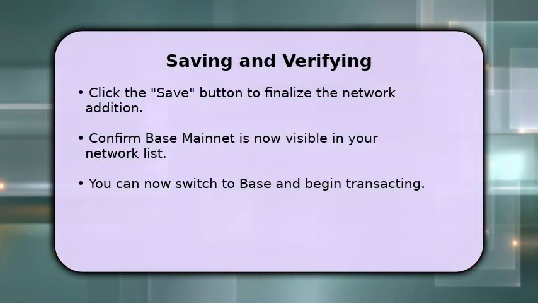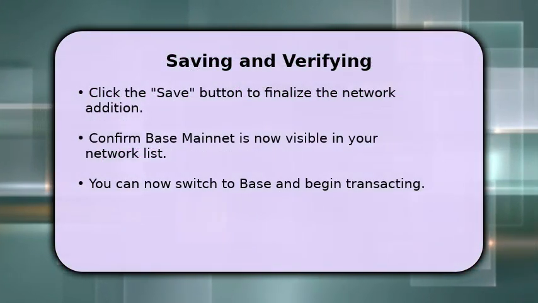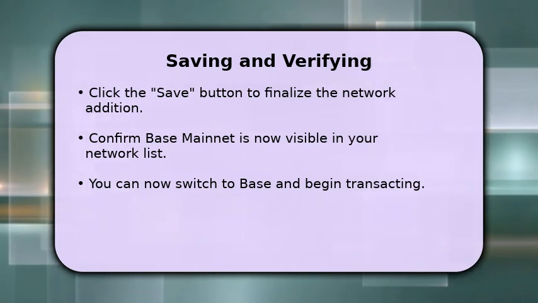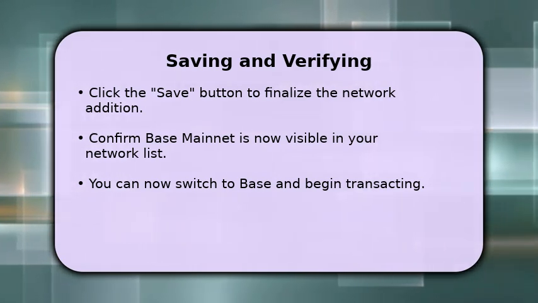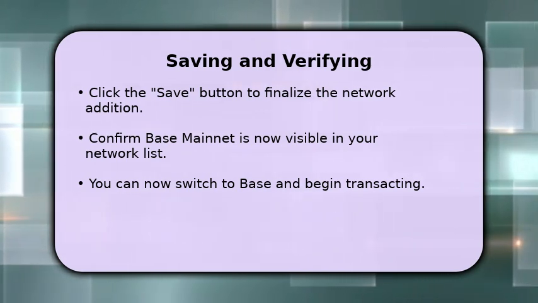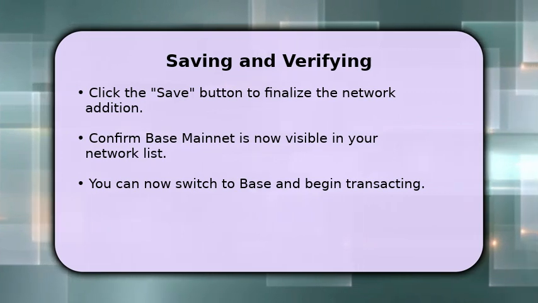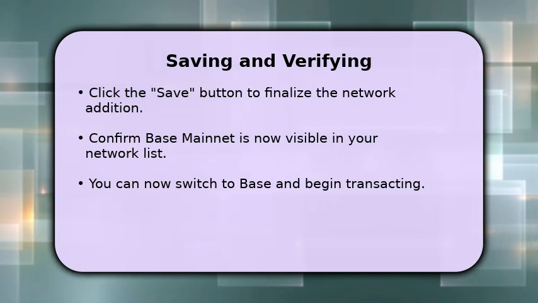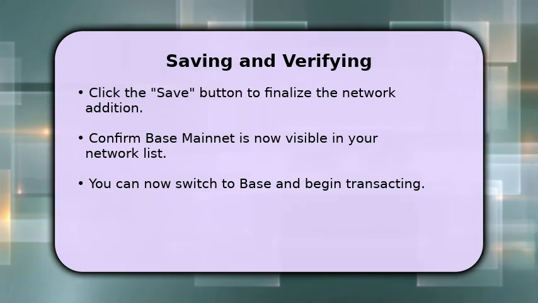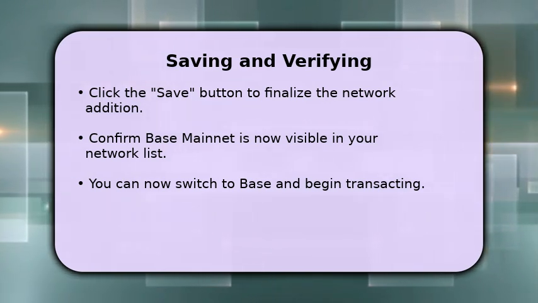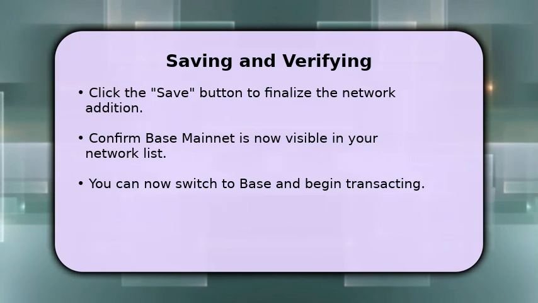Once all the details are correctly entered, click the Save button. MetaMask will then add Base Mainnet to your list of available networks. You should see a confirmation message. Now, you can easily switch to the Base network from your network drop-down. Your wallet will display ETH as the native currency for gas fees, and you are all set to explore the exciting world of decentralized applications on Base.